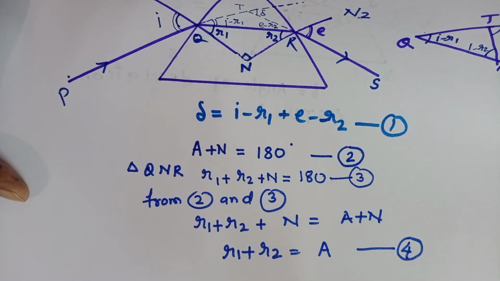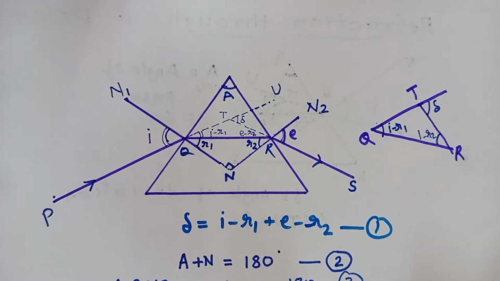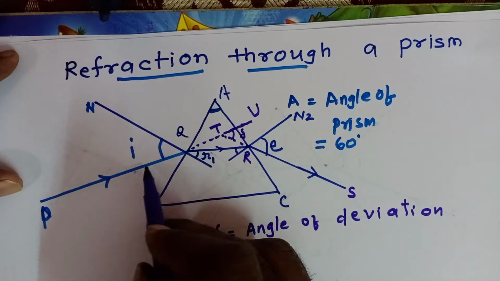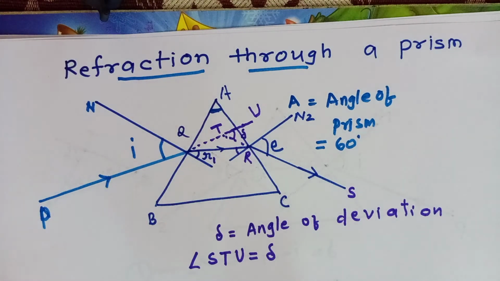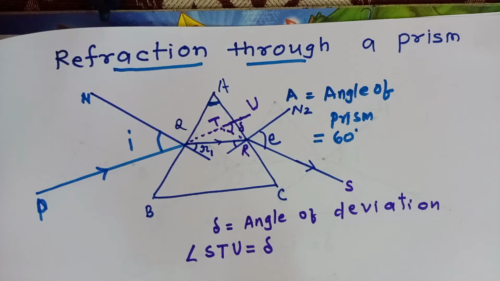Now, very important are equation 1 and equation 2. In our prism, this is angle I, this is delta, and this is the angle of emergence. It is observed that when we increase I, delta also increases. But at one position delta is minimum, and delta is minimum at that point where R1 equals R2 and I equals E.